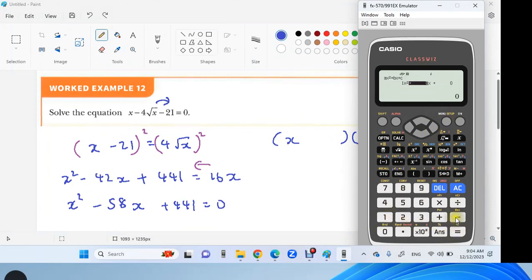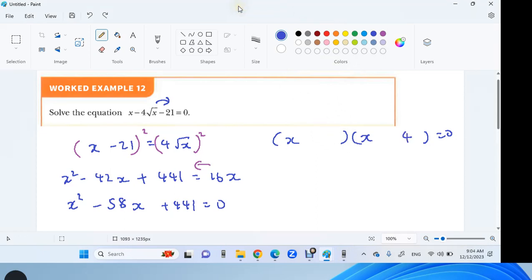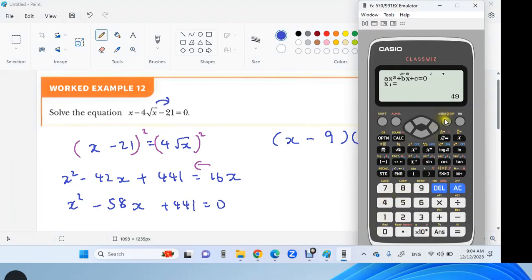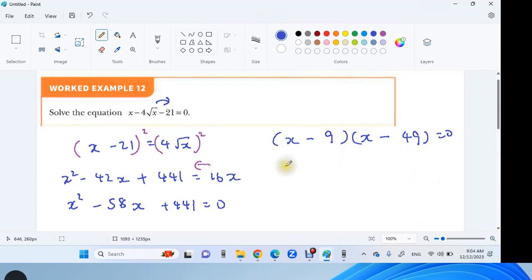Equation, 1, negative 58 and 441. Then I have 49 and 9. Yeah, correct. This one minus 58, so 9 times 49 is 441, yes, correct. So I have x equal to 9 and x equal to 49.